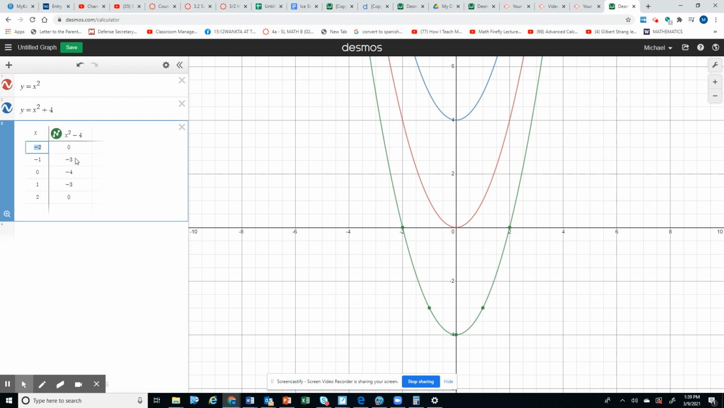So that's how you can tell from a table what the x-intercepts for the graph or the solutions are, by looking at the y values. And if there's a 0 over here, then you know the corresponding x value is your x-intercept.